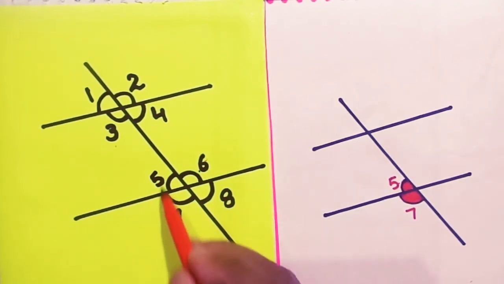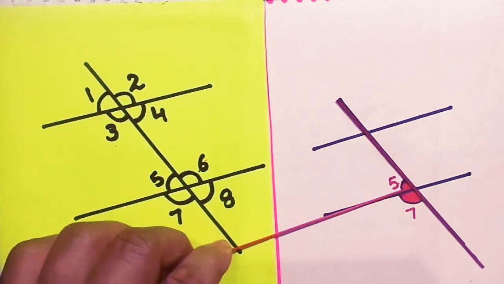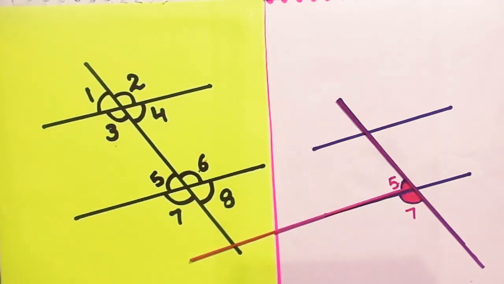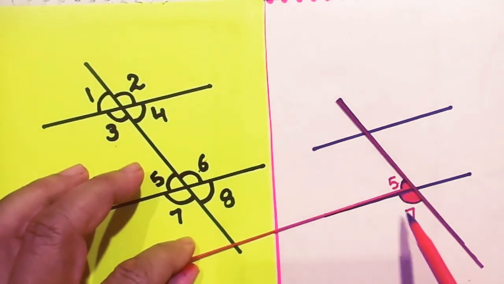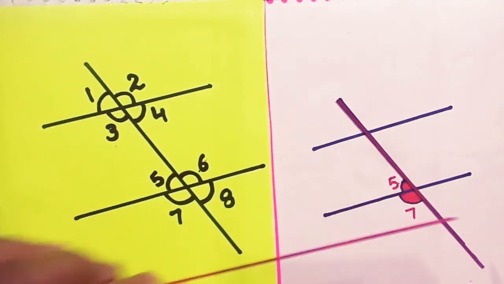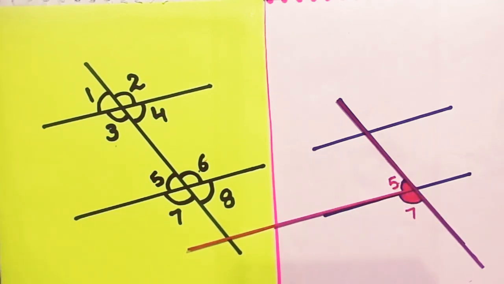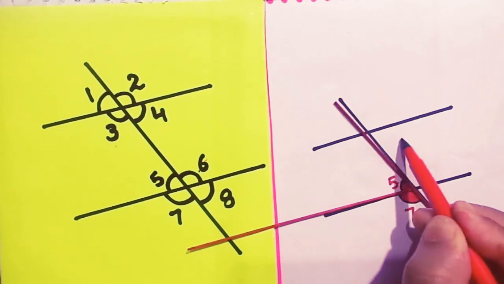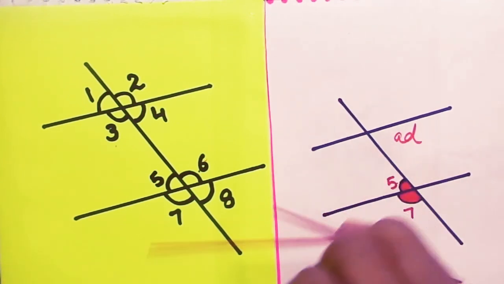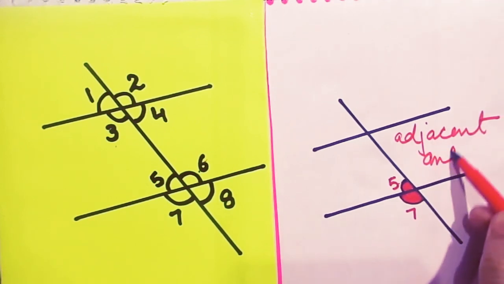Let's move on to 5 and 7. So 5 and 7 over here, what does it indicate? It indicates that here we have a straight line, another straight line stands on it. Therefore, the angles which are made on the opposite sides of this common arm are known as adjacent angles.